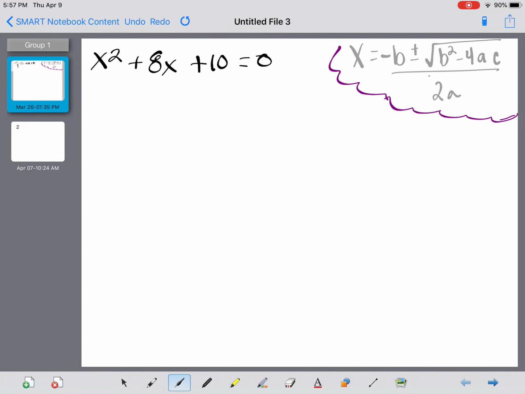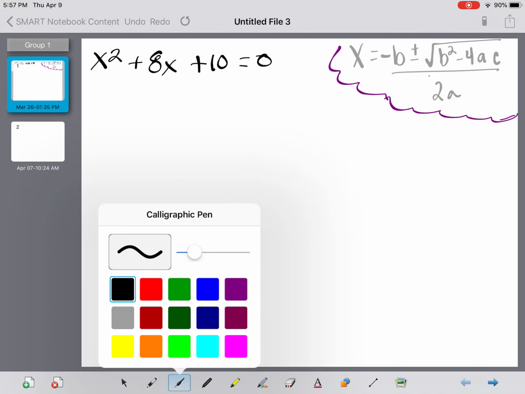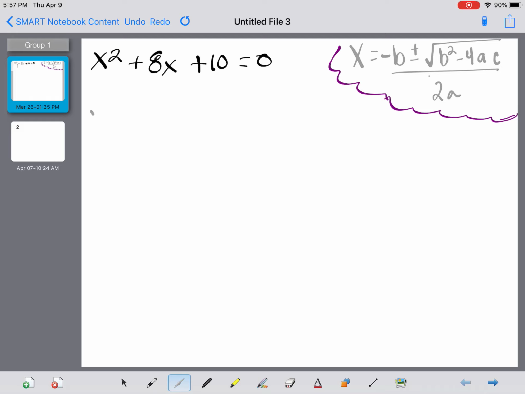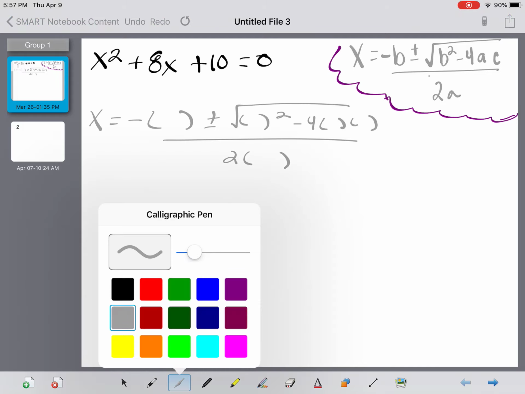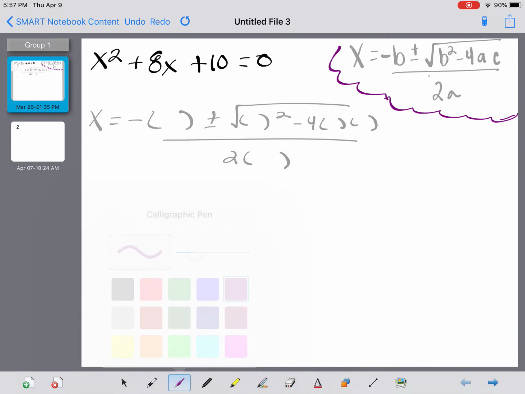Okay, so if we take a look at this one, our quadratic already equals 0, so we don't need to move anything over. We can just start filling in the skeleton of our formula. And then we're going to label our A, our B, and our C.